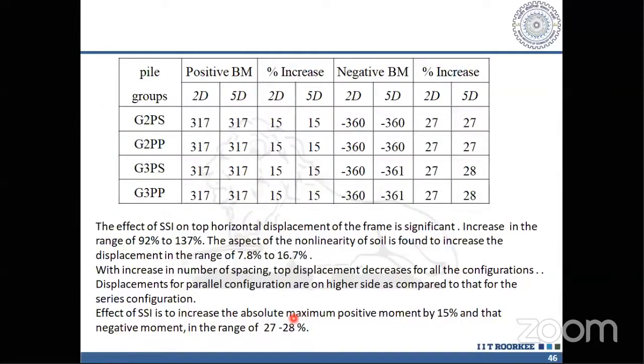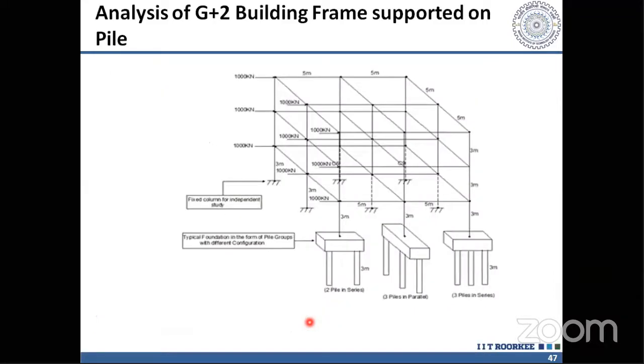Similarly, when we come to the bending moments, they were increased by maybe 15% for positive bending moments. Negative bending moments were increased by around 27 to 28%. The increase in top displacement was in the range of 92 to 137%, and the nonlinearity of soil was found to increase the displacement in the range of 8 to 16%. Similarly, bending moments were increased by 15% for the positive bending moment, and negative bending moments were affected by 27 to 28%.